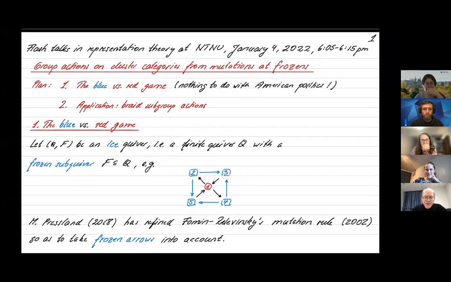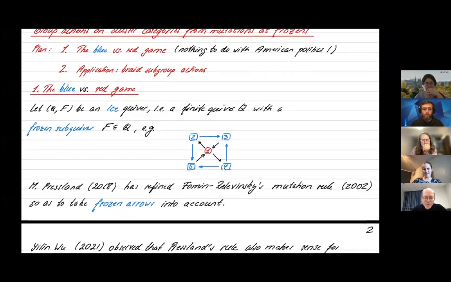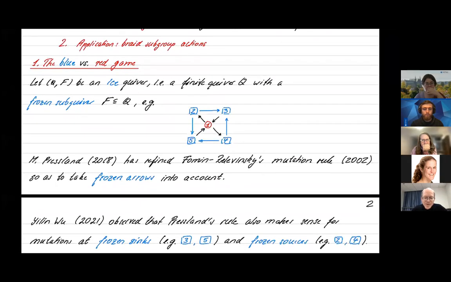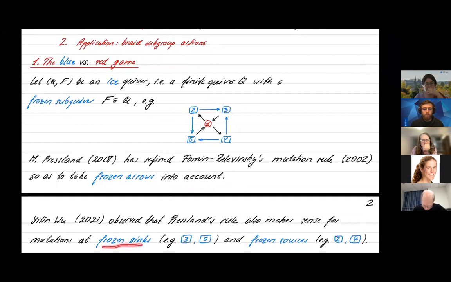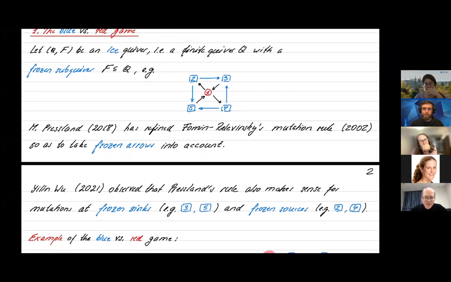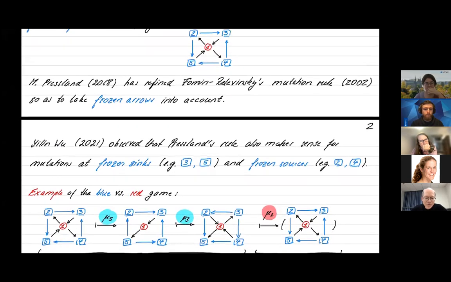And even more recently, Elin Wu observed that Pressland's mutation rule also makes sense for mutations at certain frozen vertices, namely frozen sinks and frozen sources. What is a frozen sink? Well, it's just a sink of the frozen subquiver where we have only outgoing non-frozen arrows, and purely incoming for a frozen source. Okay, and so now we can start mutating at certain frozen vertices, frozen sinks and frozen sources. So here we have an example.